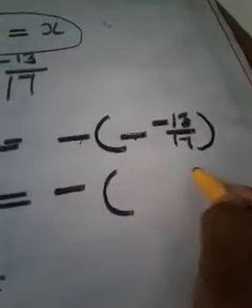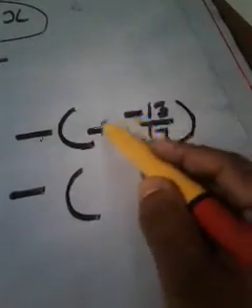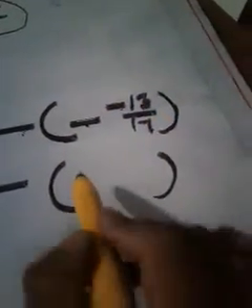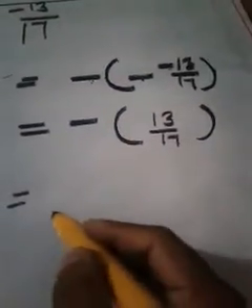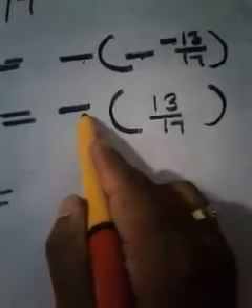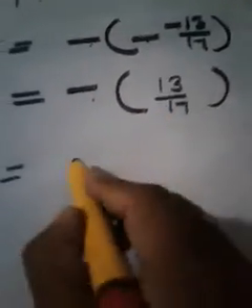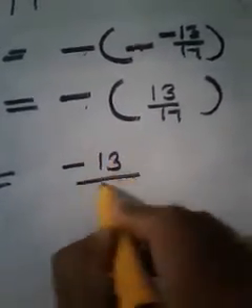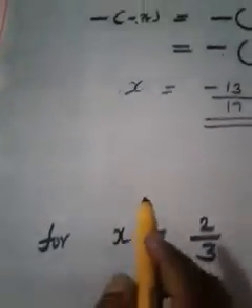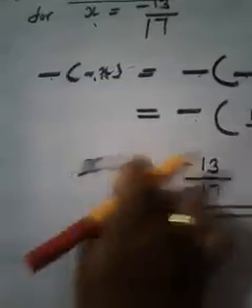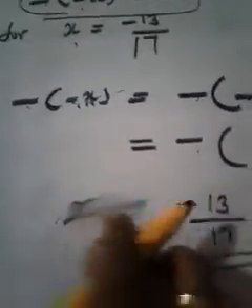And inside the bracket what will come? When both minuses come together, the answer will be plus. So that is plus 13 by 17, or simply 13 by 17. Okay, so what is the answer? What is minus of 13 by 17? The answer will be minus 13 by 17. Enough. And now, so we got the value of minus x, no?